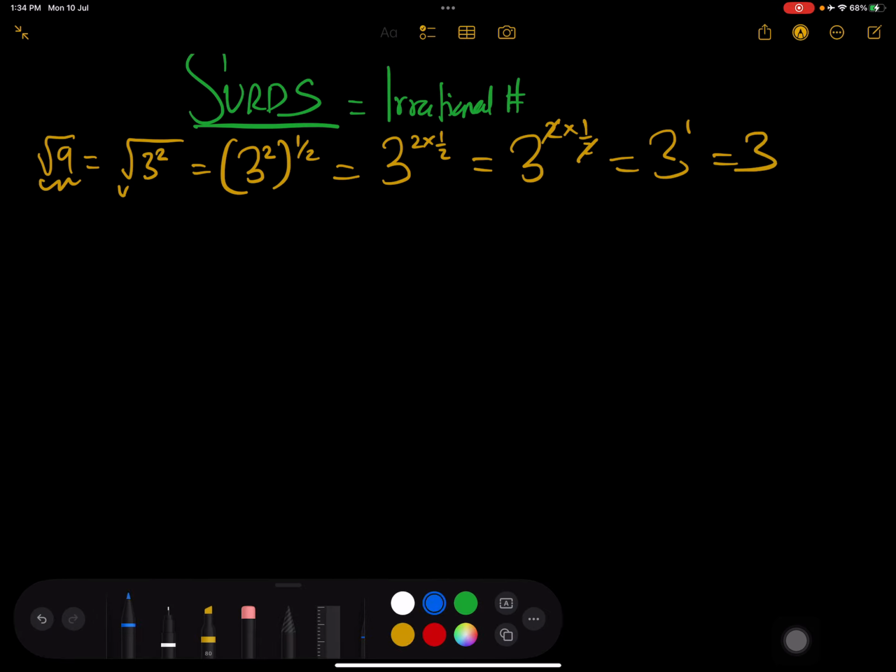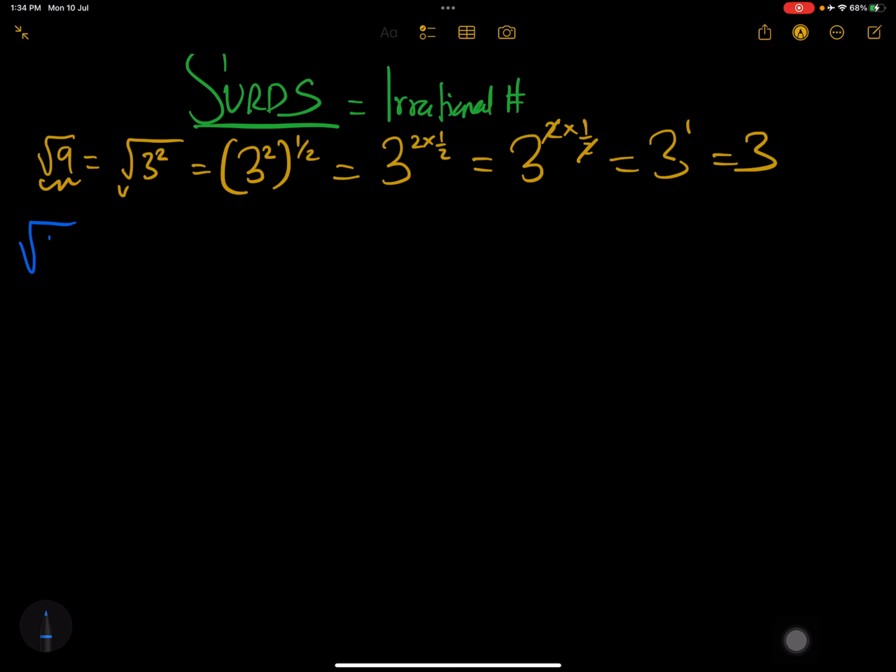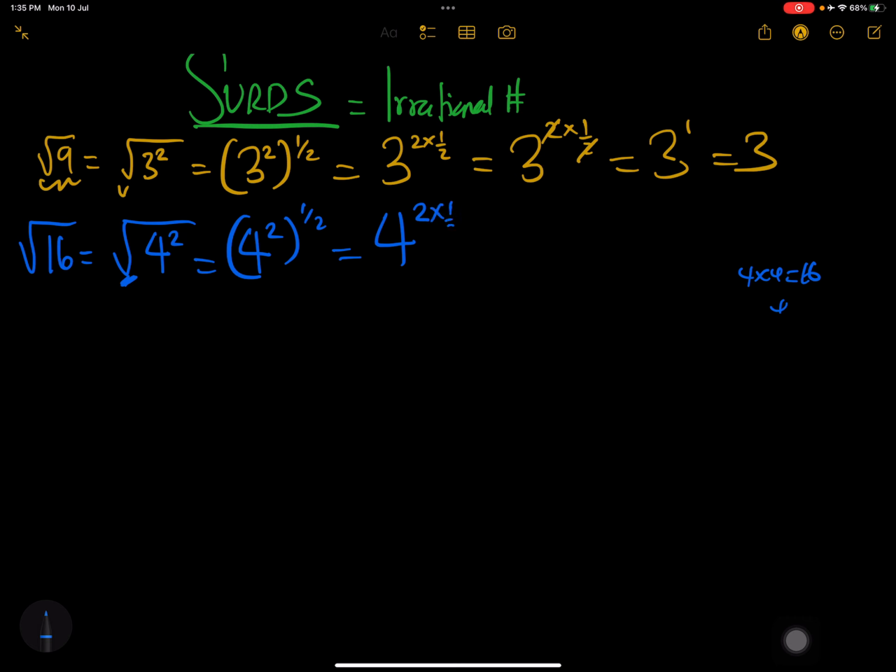Now, let's look at the square root of 16, which is the same as 4 squared, because 4 times 4 is 16. That's 4 squared, to the power half, which is the same as 4 to the power 2 times half. And the 2 cancels, so you're going to get 4 to the power 1, which is equal to 4. I hope this is helping so far to show where surds are coming from.